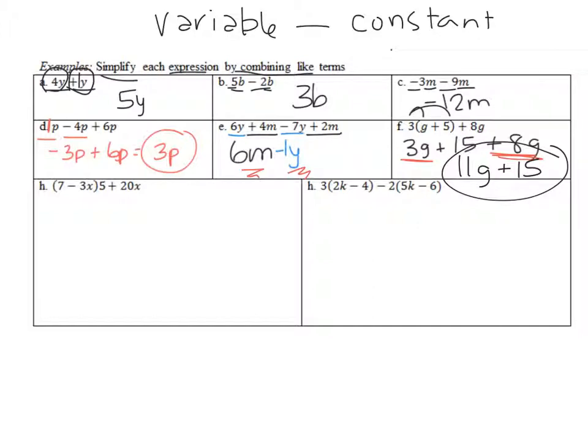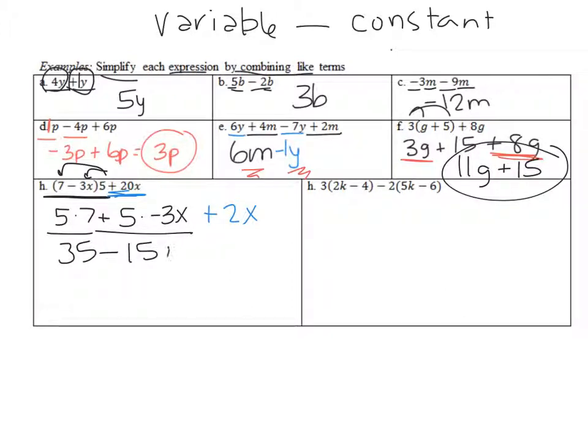Letter H. We're going to do the distributive property. So it's going to be 5 times 7 plus 5 times negative 3x. That's this part. And then we're going to have a plus 2x at the end. So now I'm going to simplify. 35 minus 15x plus 2x. Now we combine like terms. Negative 15x and 2x is negative 13x. Write your x's first. Plus 35. Since there's nothing in front, there's a positive.